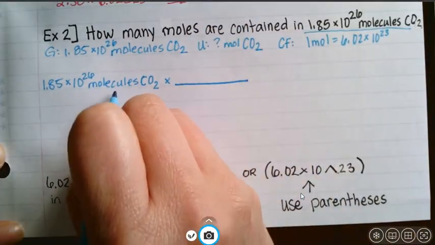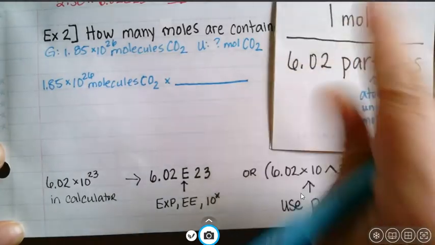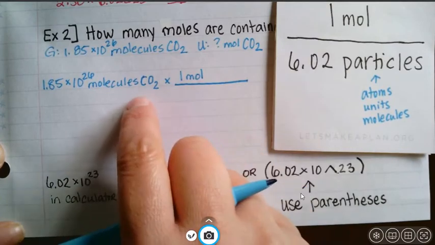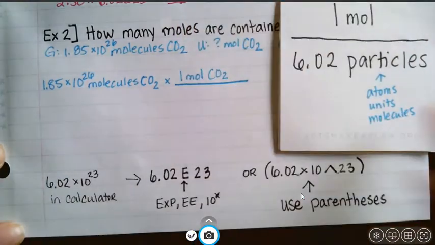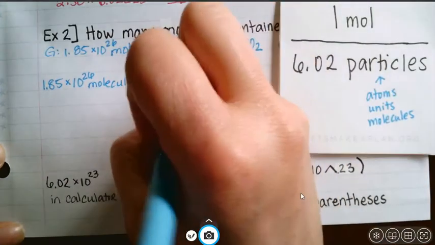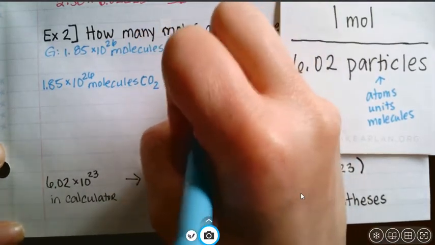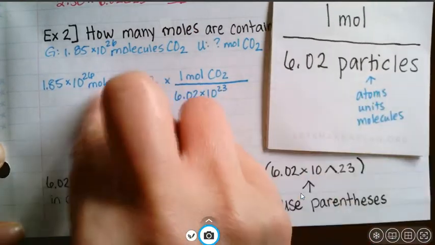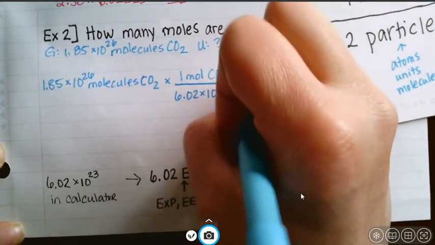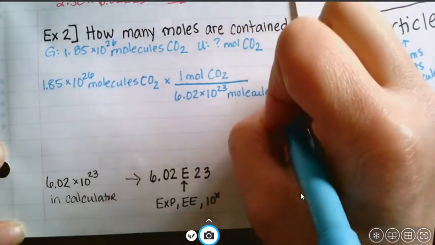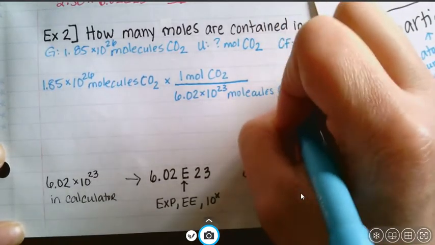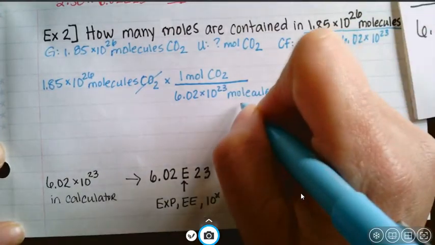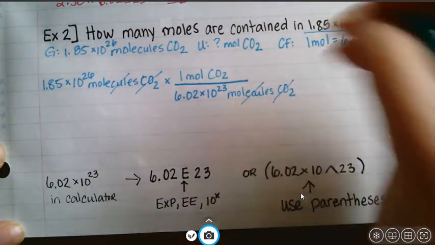Okay, so this is written with 1 mole on top. We're going to say specifically the substance is CO2. Okay, 6.02 times 10 to the 23rd is on the bottom. Particles, but we're not going to say particles because we know these are molecules. We'll write molecules. And we're going to write of what substance? CO2. Okay, the CO2 cancels and the molecules cancel.